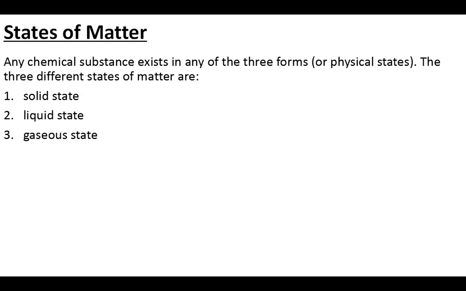So let's see the types and the states of matter. Any chemical substance exists in one of three forms or physical states. Now the three different states of matter are the solid state, the liquid state, and the gaseous state. So let's see the various properties that occur in all these three physical states.